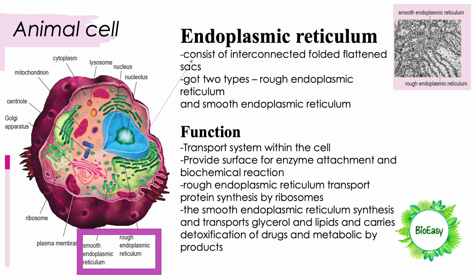Endoplasmic reticulum consists of interconnected folded flattened sacs. There are two types, rough endoplasmic reticulum and smooth endoplasmic reticulum. Its function is as a transport system within the cell. It provides a surface for enzyme attachment and biochemical reactions.